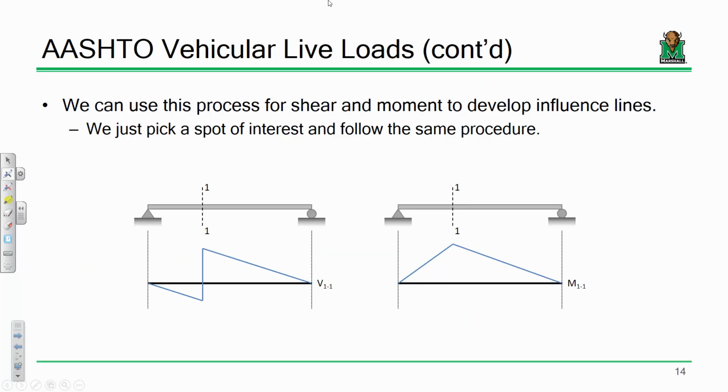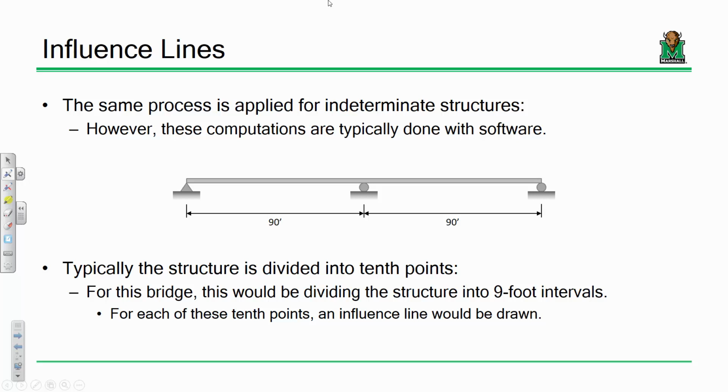Okay. And we just use that process to do shear and moment influence lines. Same thing, just pick a spot of interest and follow the same procedure. Now, I do want to show you what influence lines look like for indeterminate structures. This is how software will do it. The software will divide the structure into tenth points.